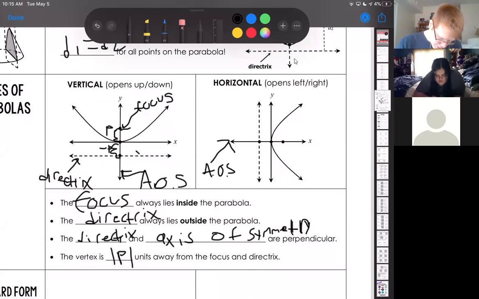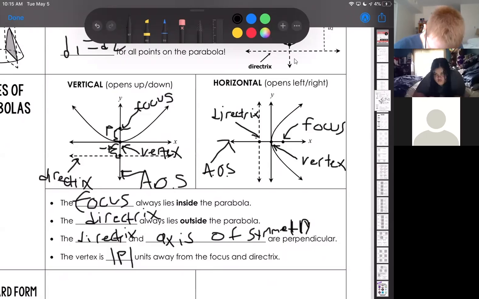I guess one thing I could have labeled earlier, the middle point's your vertex. I have to label that in the original, but this would be your vertex, like that center point. This would be your focus point. And this line is your directrix line.